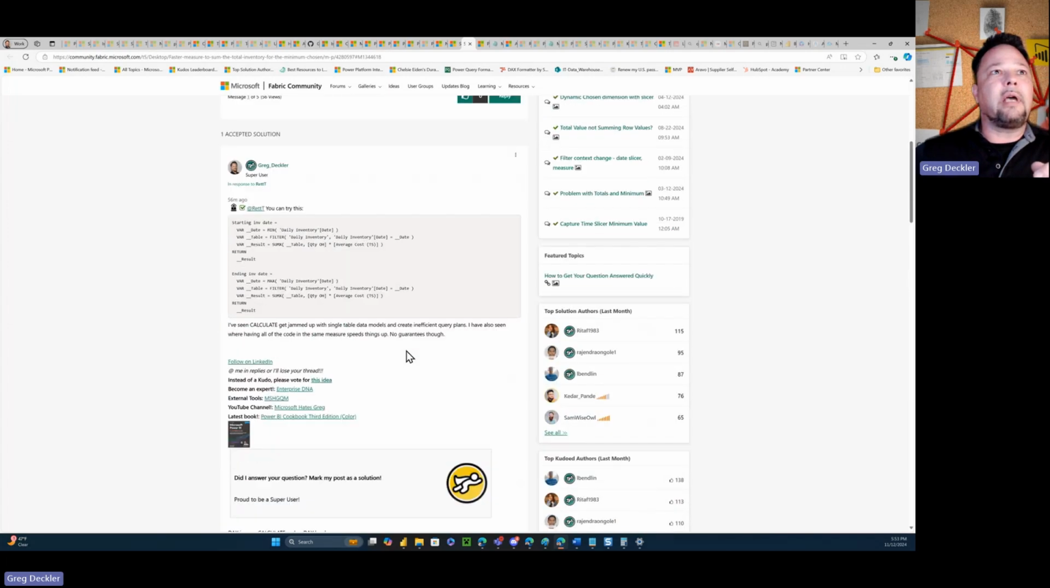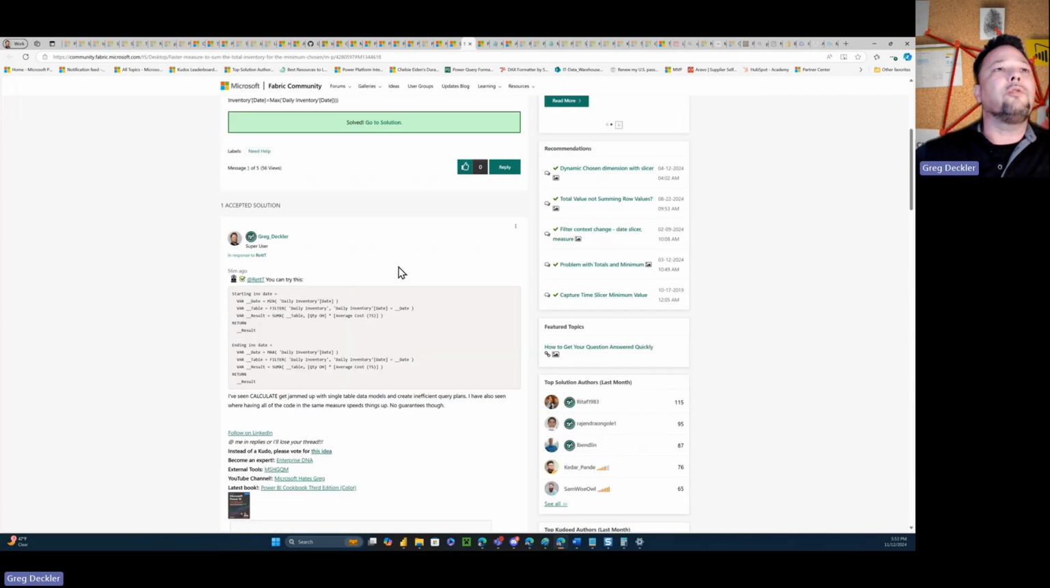So what I did was I gave him the no calculate approach. You can try this. So basically starting inventory: grab the min of the date, create a filter for that specific date, and do a SUMX across it of, this is basically the code for the measure. And then same thing, only this changes to max, right? And I gave him the explanation of why I thought this might work.